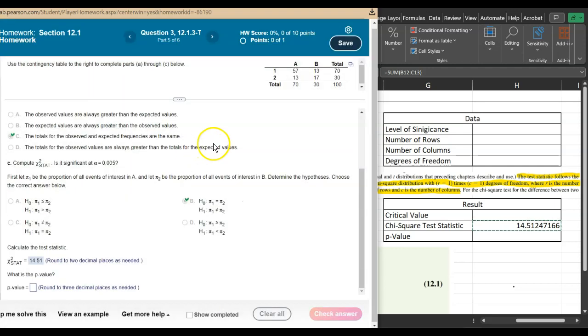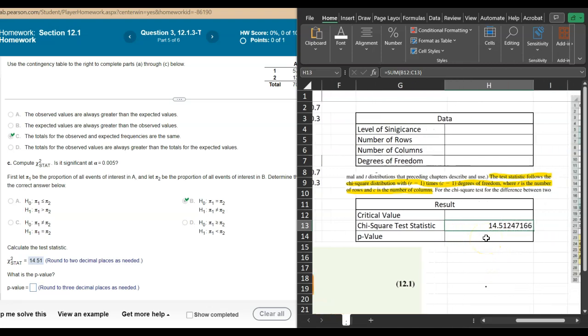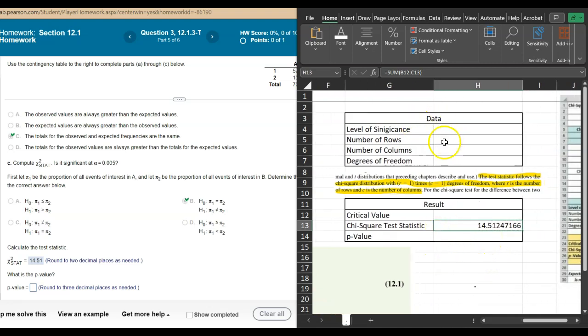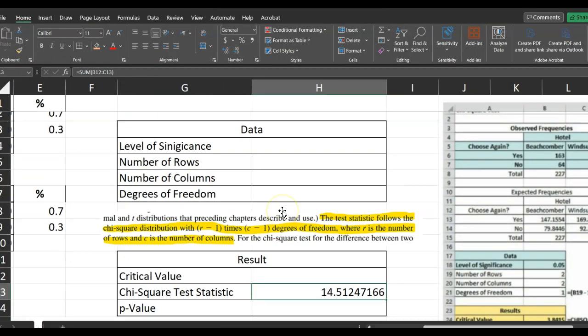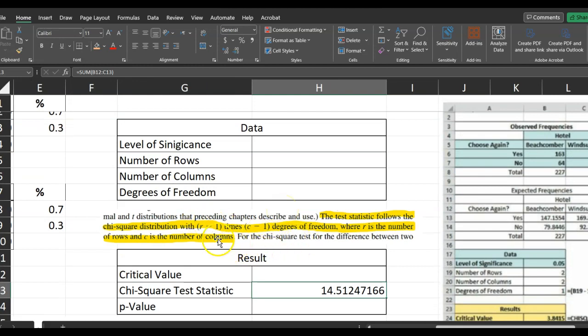Good. All right, the p-value now. In order to get the p-value, you need your degrees of freedom. Well, you don't need a level of significance, but you definitely need the degrees of freedom. So let's work a little bit on the degrees of freedom. The level of significance for this question is 0.05. The number of rows: we have a 2 by 2 contingency table, so it would be 2.